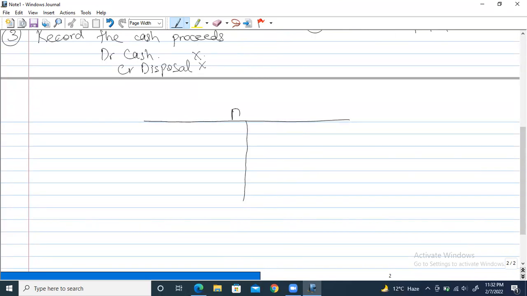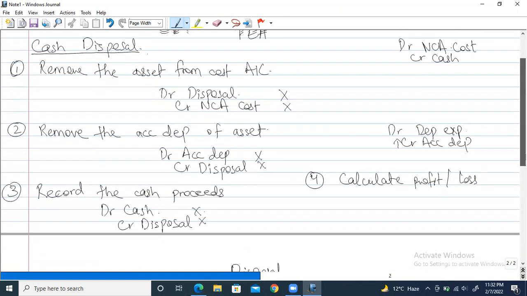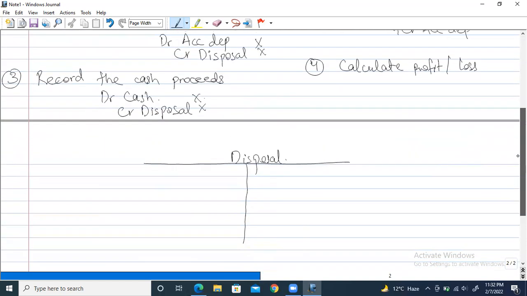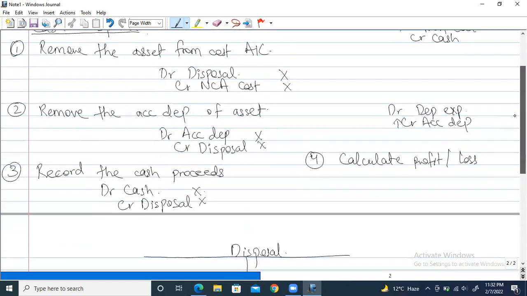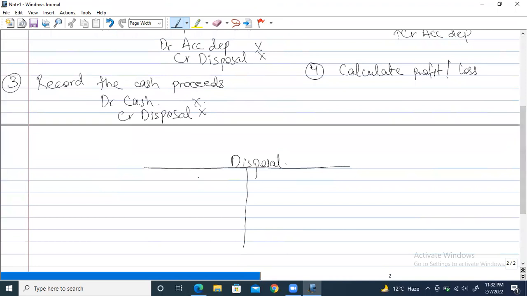So this is disposal. I am going to label them as well. There are step 1, step 2, step 3, and step 4, so that you can counter check it as well. So first of all, what we do, we remove the asset, right? So we do a debit entry in the disposal and a credit to the non-current asset. So asset we remove from the disposal account. So we do debit disposal. This is basically step 1. I'm writing 1 over here.